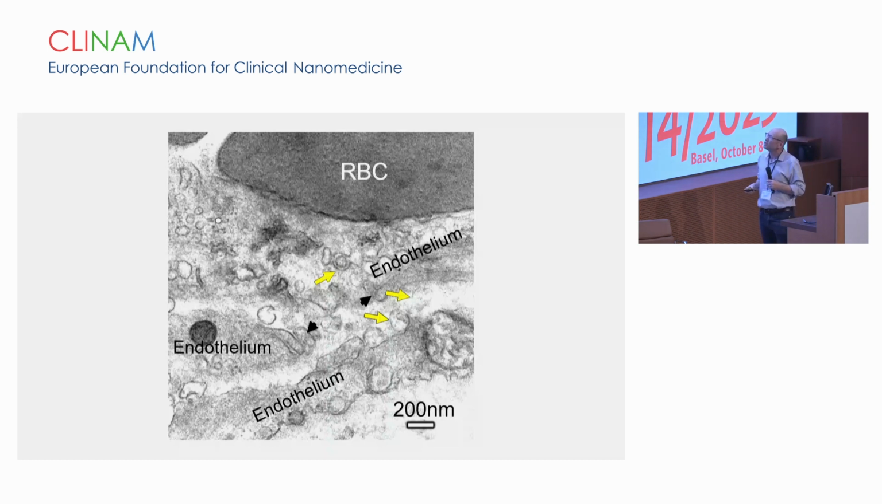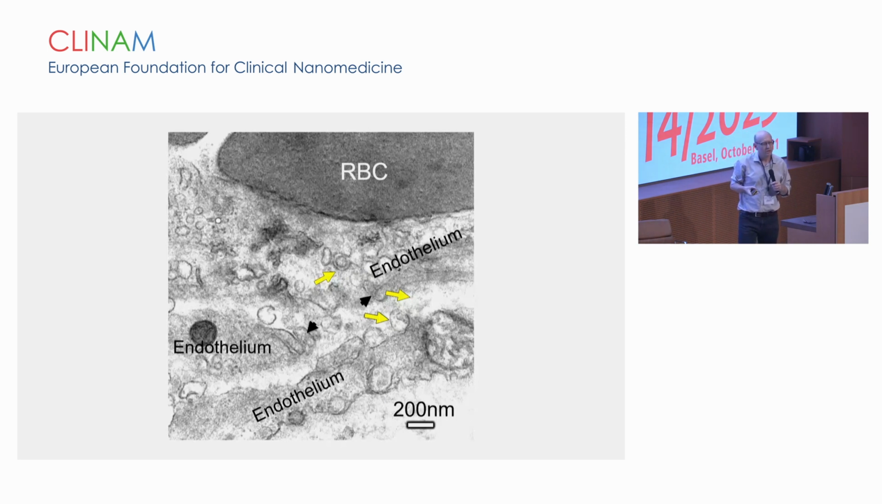In the last piece of evidence, we did TEM of the skin injected with liposomes, and you can appreciate those vesicles. These are red blood cells. These are vesicles, probably liposomes, and you see a gap between the endothelia, not adjacent. They don't form a tight junction. So it's very interesting how, in the skin.